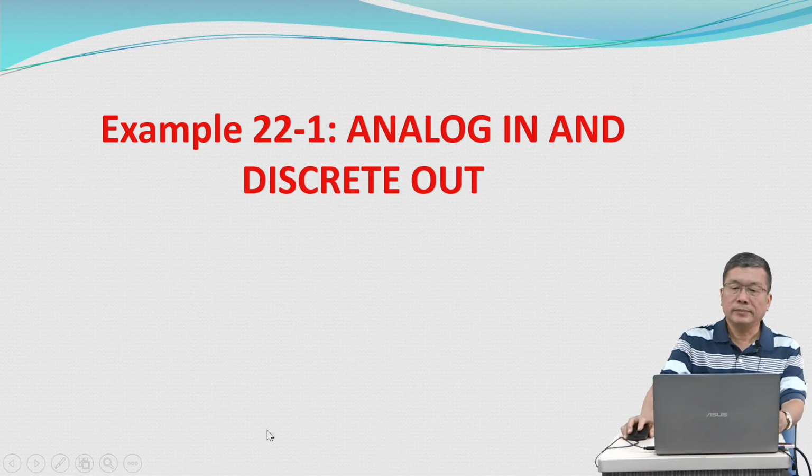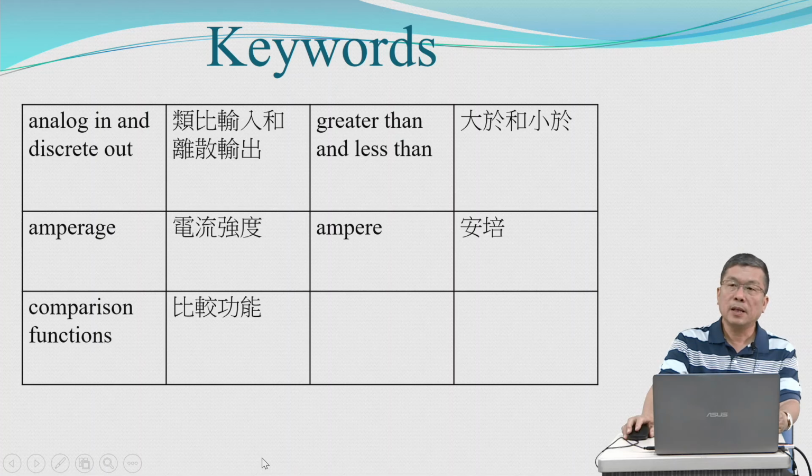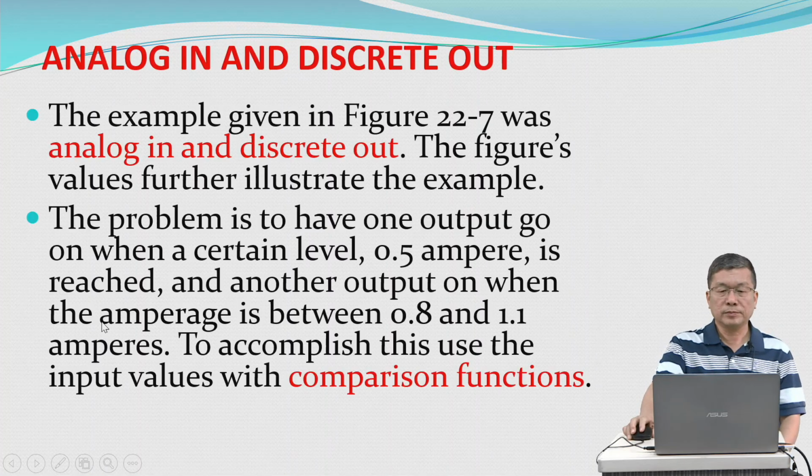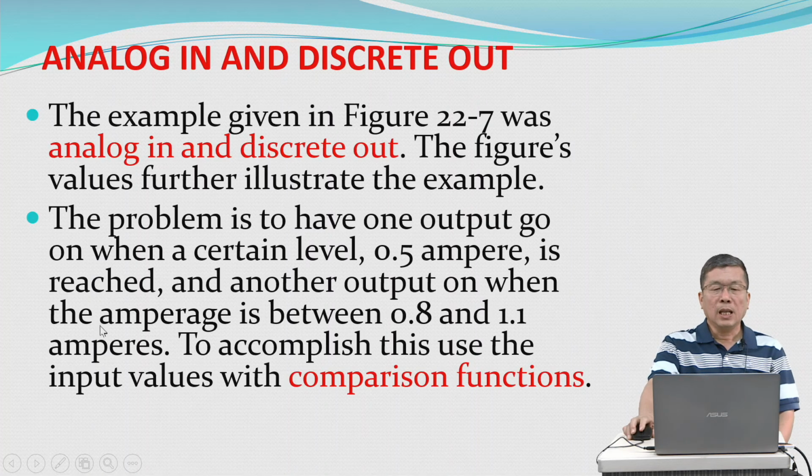Example 1, analog in and discrete out. The keywords, analog in and discrete out, greater than and less than, amperage, ampere, comparison function, analog in and discrete out.